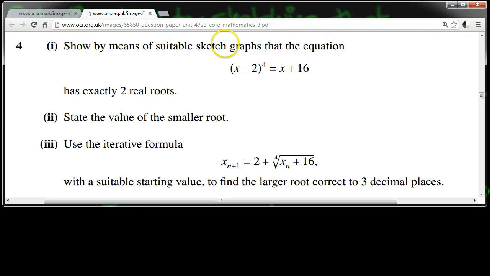Show by means of suitable sketch graphs that the equation (x − 2)^4 = x + 16 has exactly two real roots. State the value of the smaller root. Use the iterative formula given here with a suitable starting value to find the larger root correct to 3 decimal places.